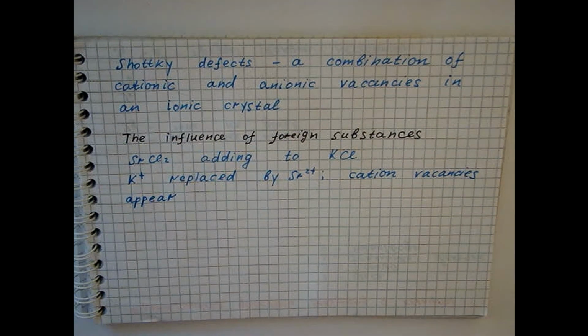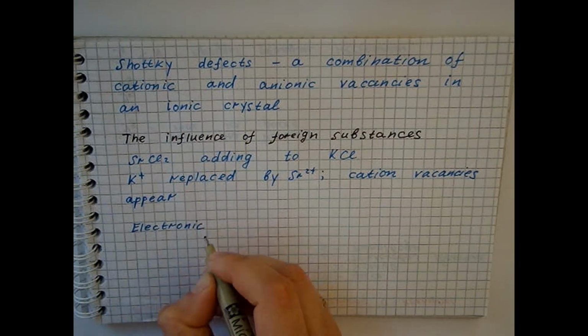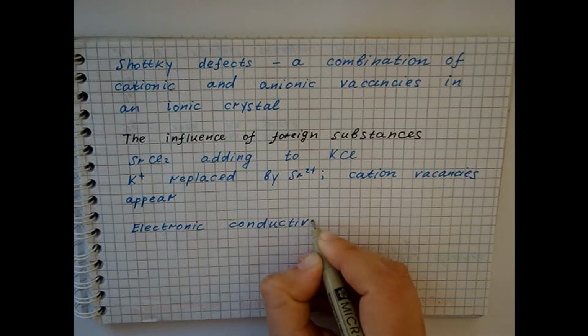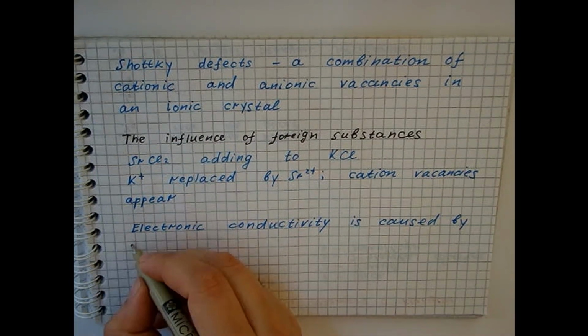The condition of electroneutrality of an ionic crystal during the formation of a cationic or anionic vacancy can also be satisfied with the simultaneous removal or introduction of electrons. This gives rise to bodies with electronic conductivity caused by quasi-free electrons and positive holes.